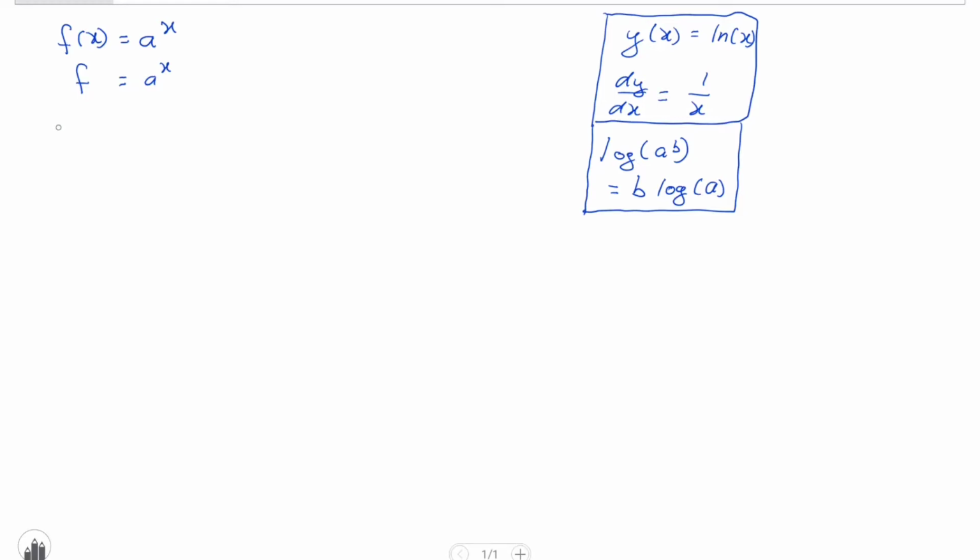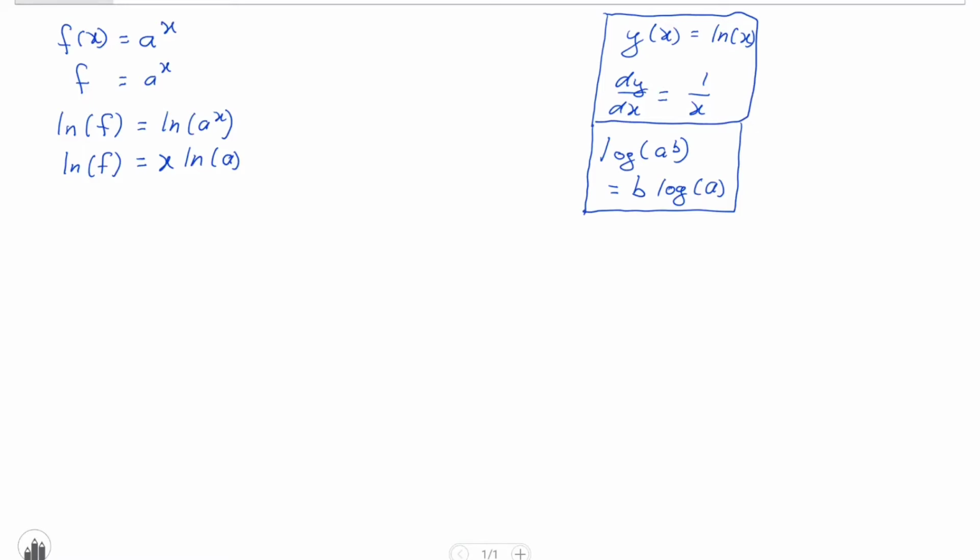So then from here, I'm going to take the log of both sides. Sorry, not log. I want to take the natural log of both sides. Natural log of f is equal to the natural log of a to the power x. And now you can see we can use this log rule that we already discussed. So this is going to be the same as x times natural log of a. And all of this, of course, is still equal to the natural log of f.